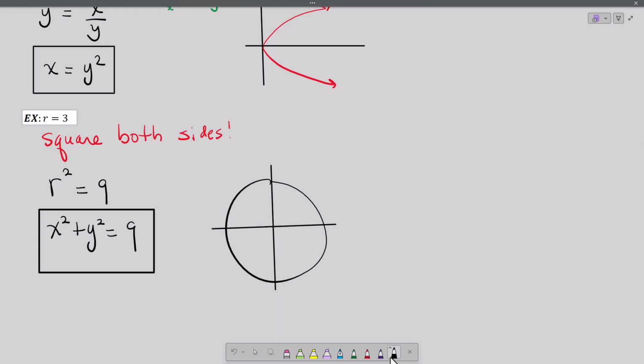So there is our graph. The radius of this is 3. And that's supposed to be centered at the origin, maybe there. Radius 3, centered at the origin. Make sense?